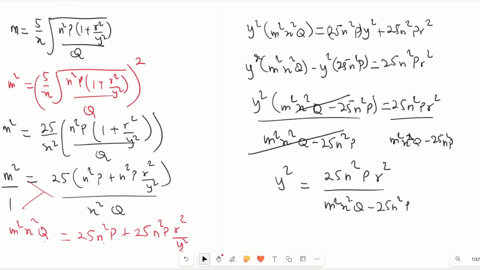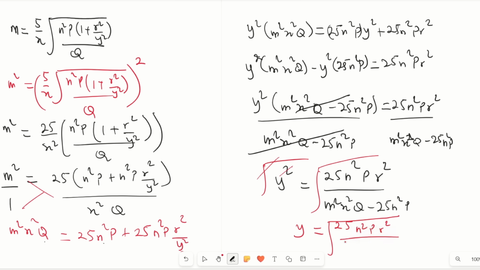So in order to be able to have the y, we can find the square root of both sides, the square root of this side and the square root of this side. So the square root will cancel the square, so that we can have our y equal to the square root of 25 n squared p r squared all over m squared x squared q minus 25 n squared p.